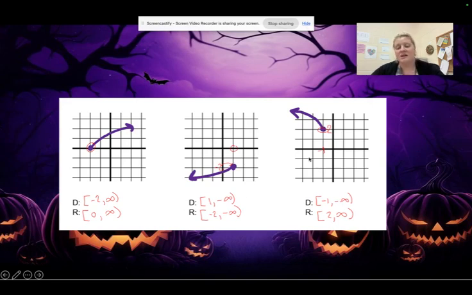Okay. So that's kind of your overview into domain and range. Like I said, it's going to take some practice to get really good at that, but the more you do it, the easier it does become. So just hang in there. I promise it will get easier.